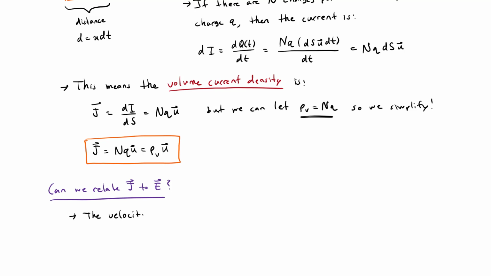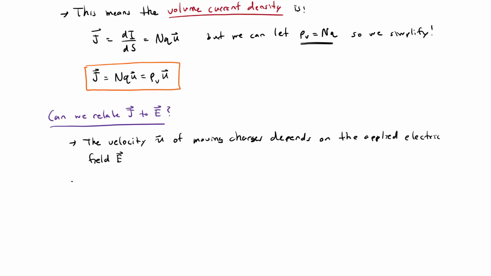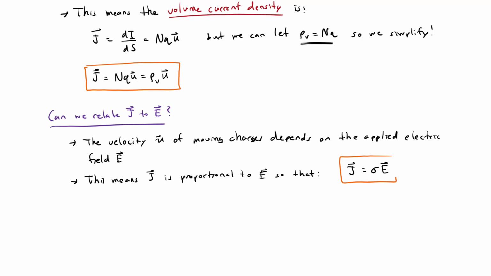So the velocity u of moving charges depends on the applied electric field E. This means that J is proportional to E, and we write that as J is equal to sigma E. So this is the third and final way of representing the volume current density.